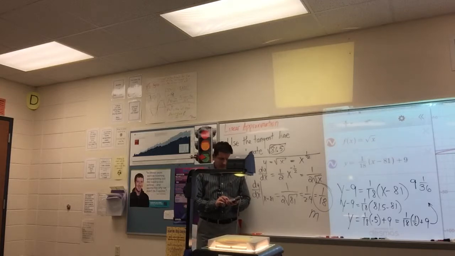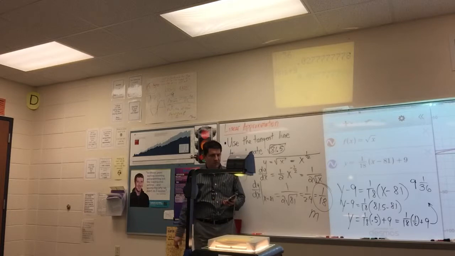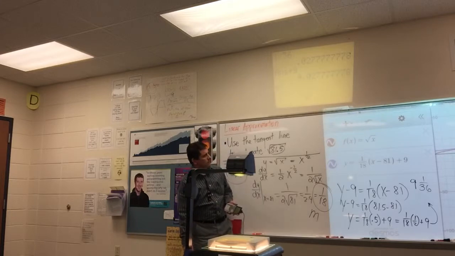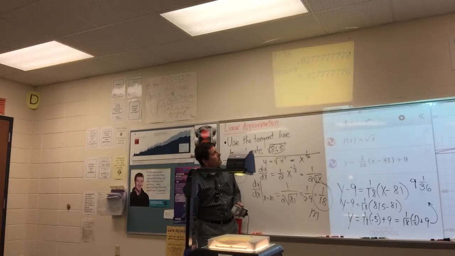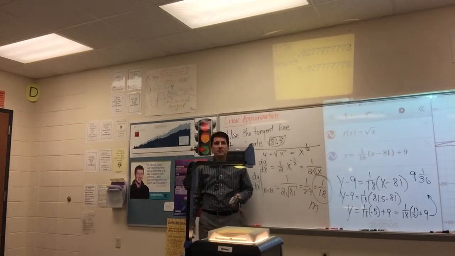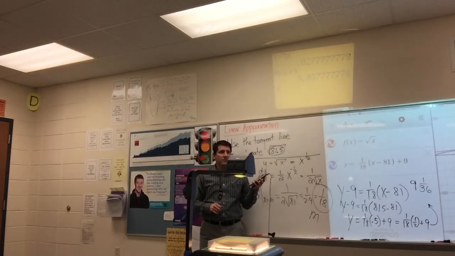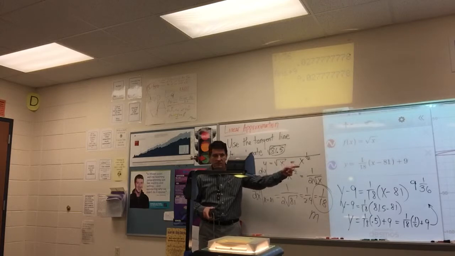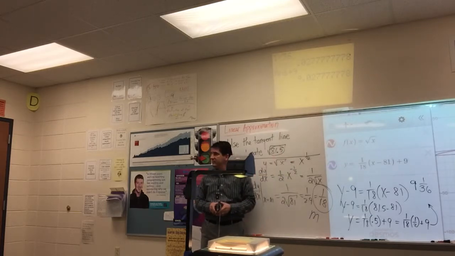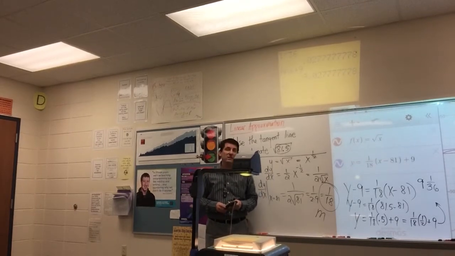Okay, 1 divided by 36 plus 9. I got 9.0277 and a whole bunch of sevens. Okay? This is my estimate using the tangent line for the square root of 81.5. Let's find out what the real answer is.